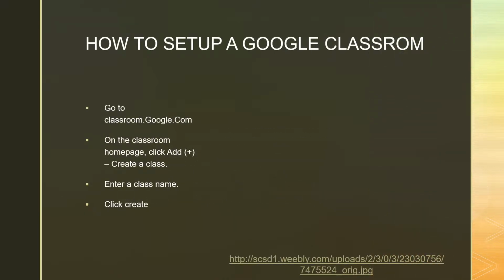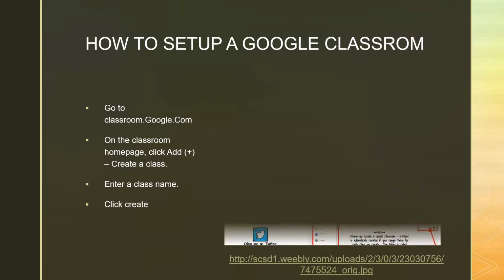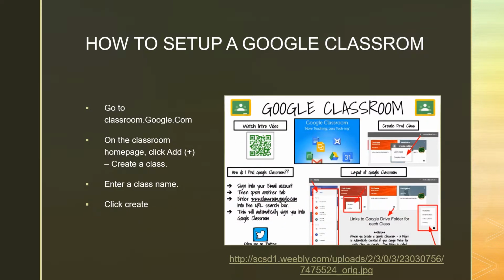How to set up a Google Classroom. First, you need to go to classroom.google.com. On the Classroom homepage, click Add and then Create a Class. After that, you'll enter your class's name and then click Create. Here's a picture of how to do it and what it should look like when you get into the Google.